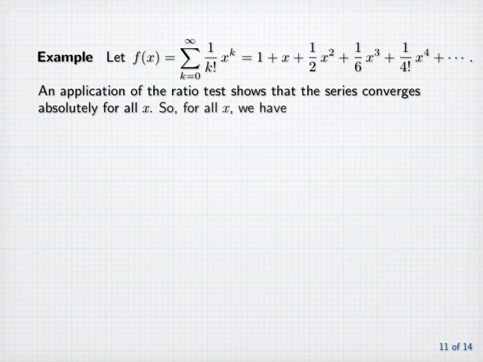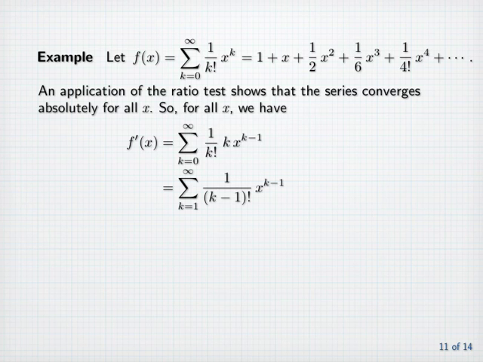So, for all x, we have f prime of x equal to the sum from k equals 0 to infinity of 1 over k factorial times k times x to the k minus 1. Now, k divided by k factorial is the same as 1 over k minus 1 factorial. So f prime of x is equal to the sum from k equals 1 to infinity of 1 over k minus 1 factorial times x to the k minus 1.